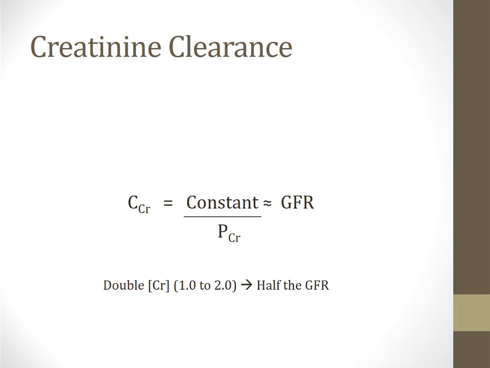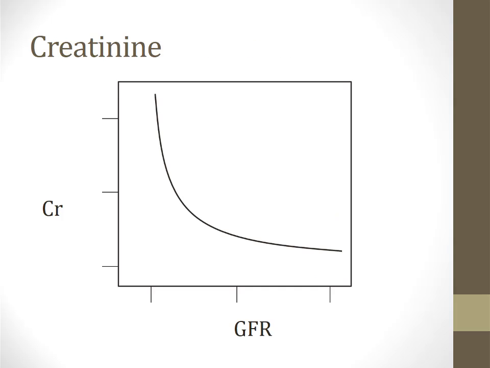And you can see from this equation that we've got a constant in the numerator, so anytime the plasma creatinine value goes up, the creatinine clearance will go down, and therefore that reflects a fall in the GFR. So for example, if you double the creatinine from 1 to 2, you would halve the GFR. And if you plot this on a graph, you get something like what's shown on this slide here. You can find a graph like this in many physiology textbooks.